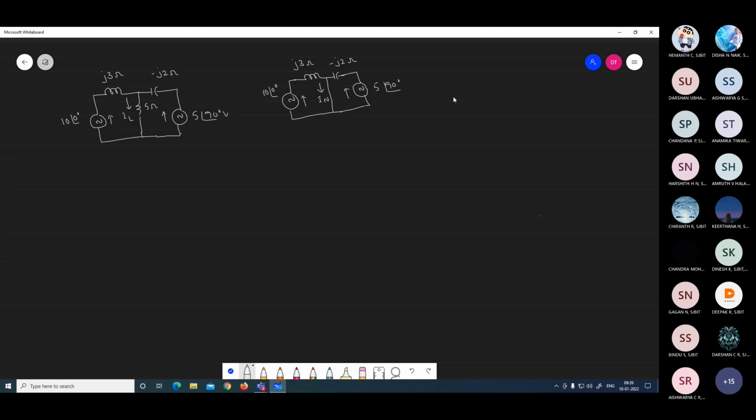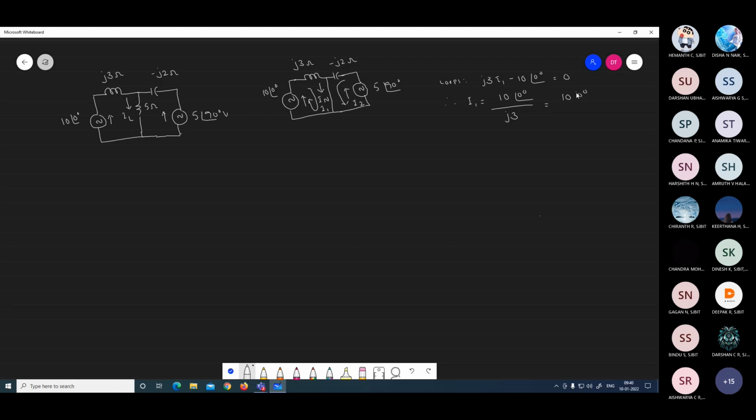Assume the loop currents. This becomes two loops now. You take this as I1, and another loop current you take as I2. Find out what is I1 now. Apply KVL for loop 1. We can write J3 into I1 minus 10 at an angle of 0 is equal to 0. Therefore, I1 is equal to 10 at an angle of 0 degrees divided by J3.